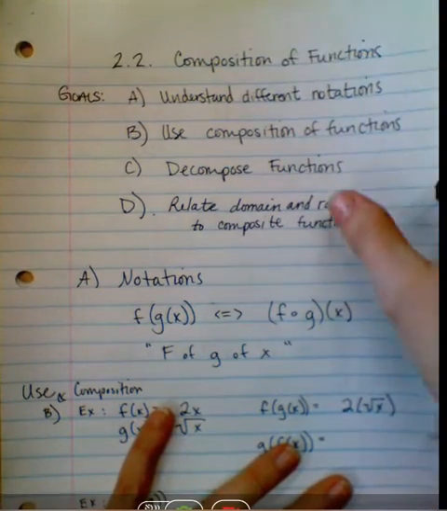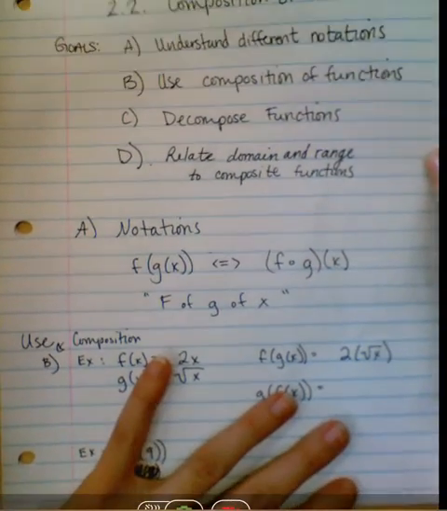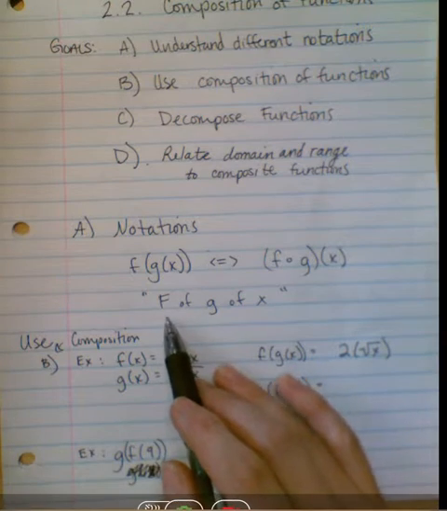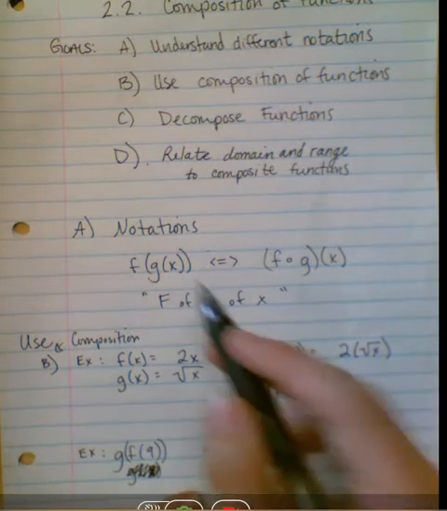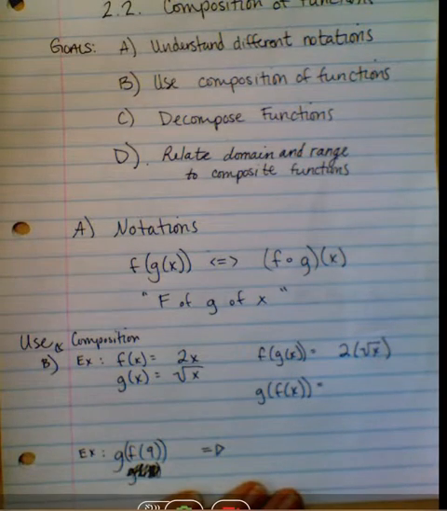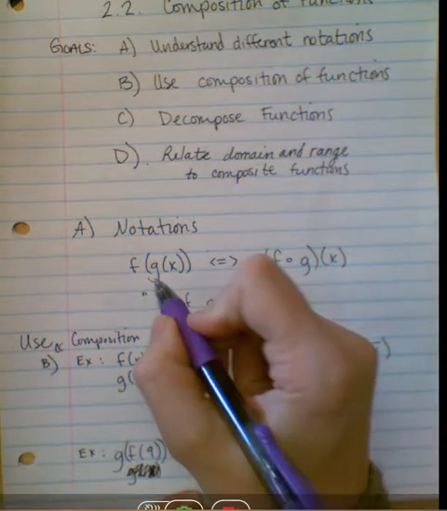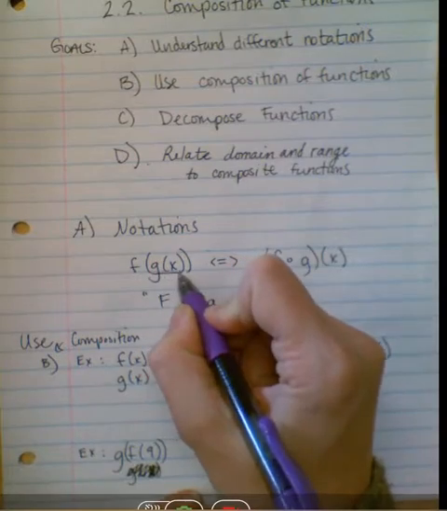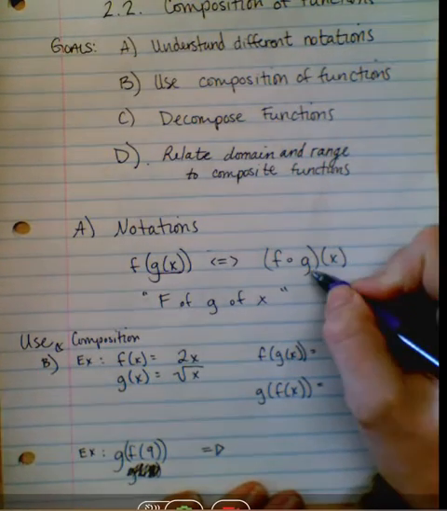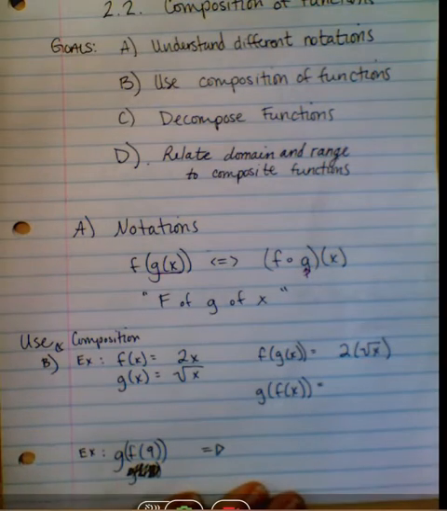So we're going to look at A and B here in this video. We might see how long this goes. So notations. Both of these are read as f of g of x. So f of g of x and f of g of x. And remember, whatever goes on the inside here is the first place that x gets plugged into. In this case, it's this term.